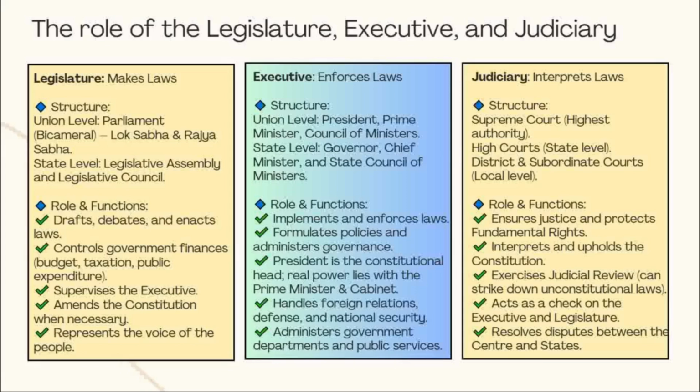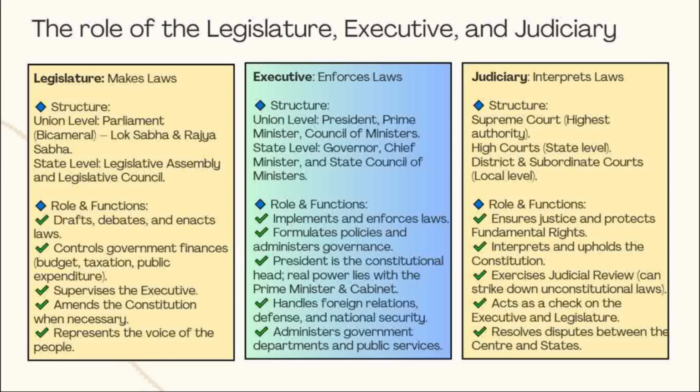Legislature, responsible to make laws. The Parliament of India at union level is the supreme legislative body and consists of two houses: Lok Sabha, House of the People, and Rajya Sabha, Council of States. And at the state level, the equivalent legislative bodies are Legislative Assembly and Legislative Council.